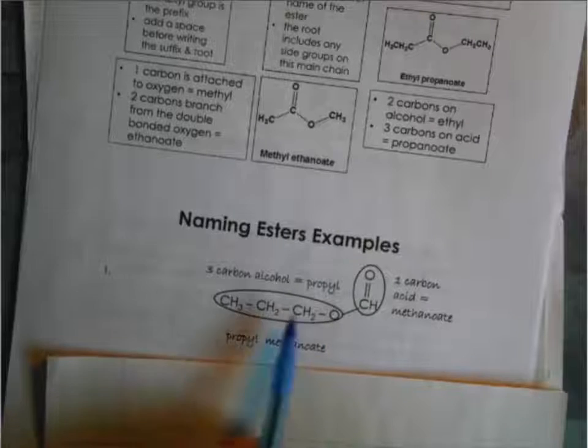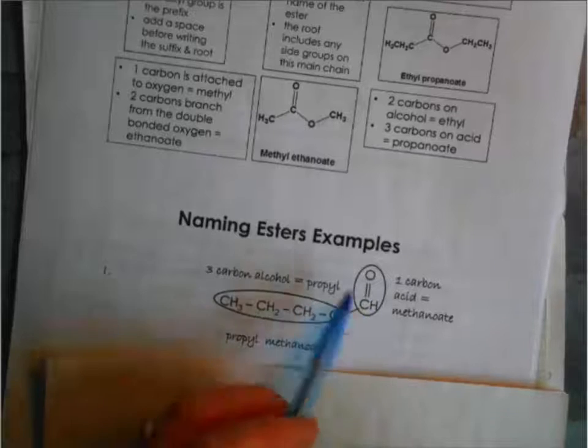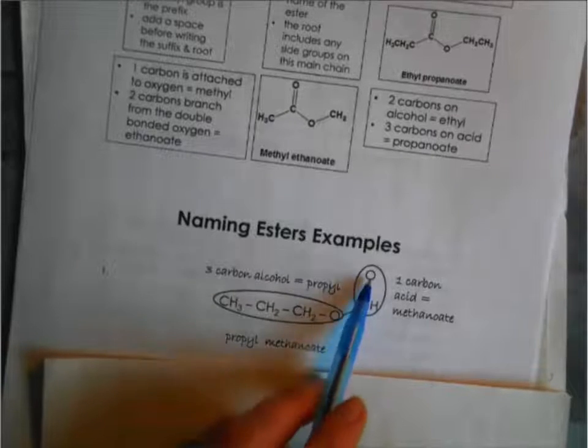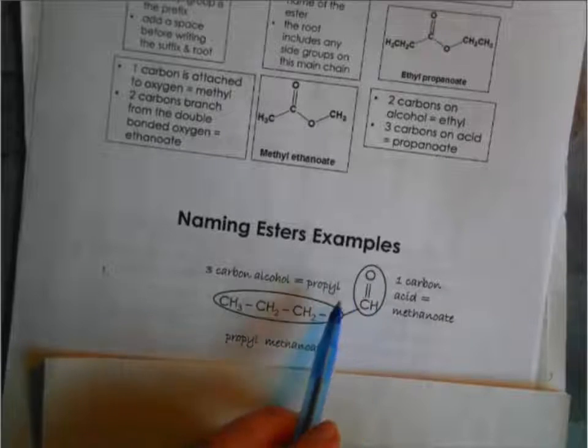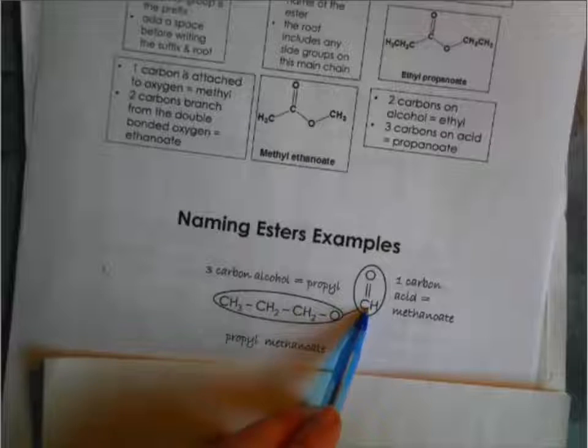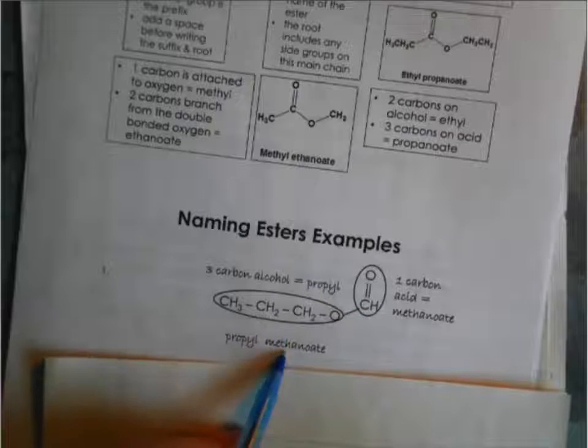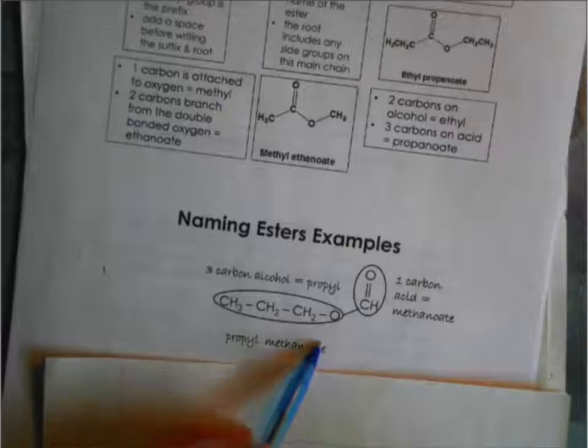And then we put in a space, and then looking over on this side, it's really easy because we only have the carbon that's double bonded to the oxygen. So that would be meth. And then instead of methanoic acid, we say methanoate. Okay.